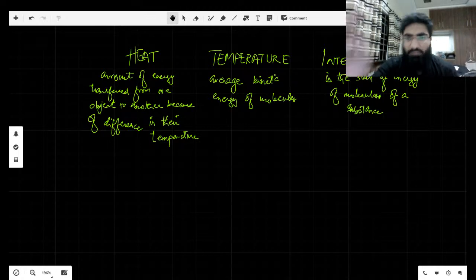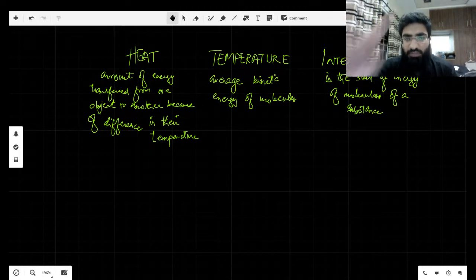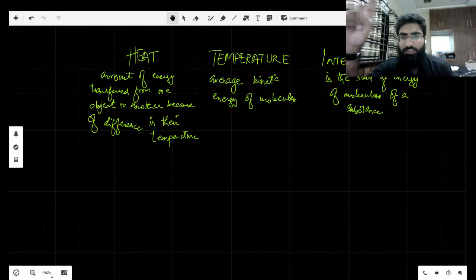The next thing we know is that a change in temperature would cause transfer of heat energy. That's also something simple, right? The third is that the transfer of heat energy depends on the differences of temperature.